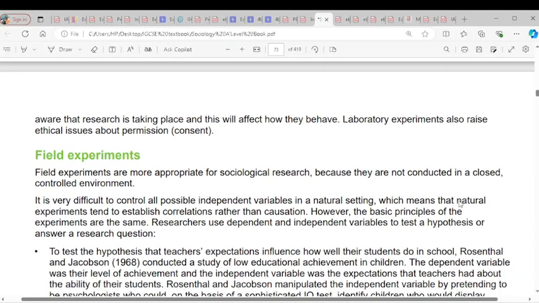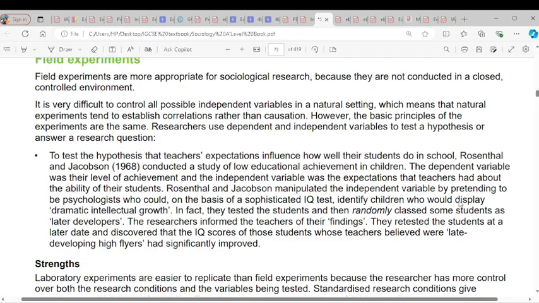Okay. So we have field experiments. Field experiments are more appropriate for sociological research because they are not conducted in a closed, controlled environment. They are not done in an artificial environment. The environment is not constructed. So it is very difficult to control all possible independent variables in the natural setting, which means that natural experiments tend to establish correlations rather than causation.